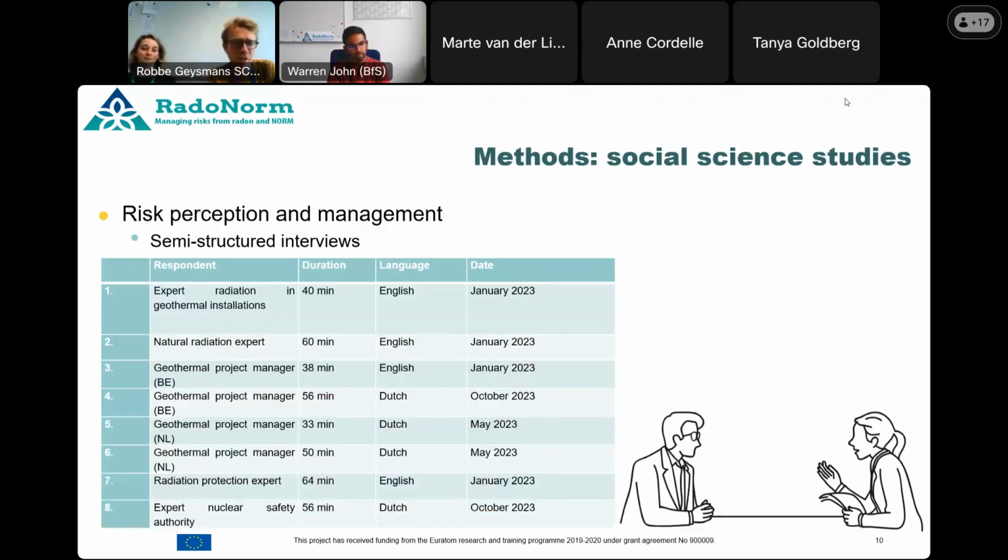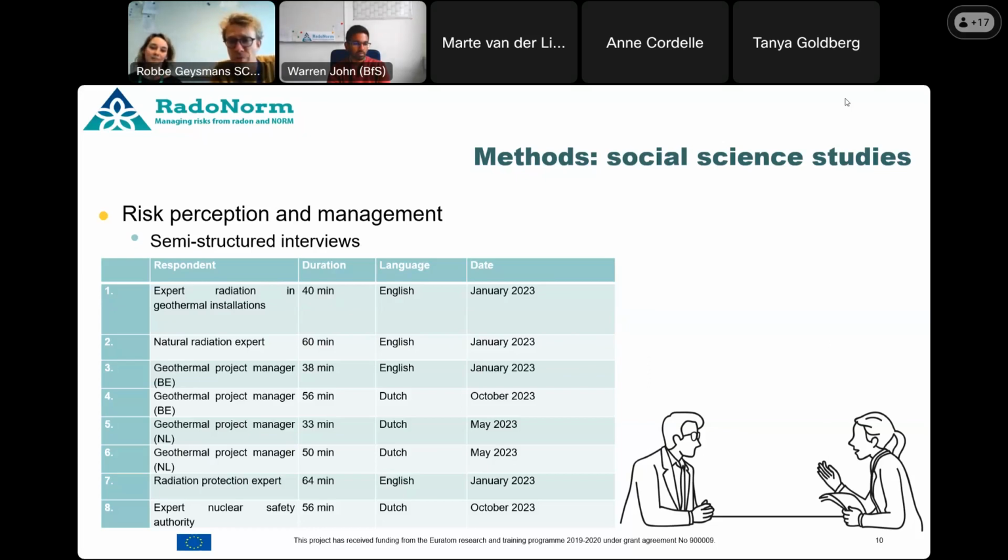So, as said, we didn't only aim to understand the hazard itself, so the presence of these materials and aiming to characterize these, but we also aim to understand how relevant stakeholders, and here the professional stakeholders, are actually looking at this hazard. So what kind of risk they are perceiving to this and how they are managing this risk. And to get better insight into risk perception and risk management, we conducted two social scientific methods.